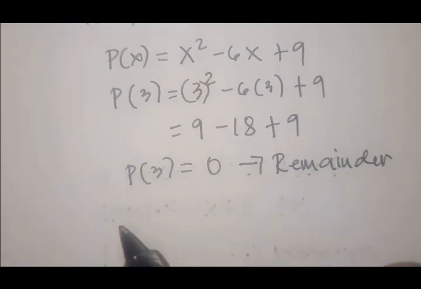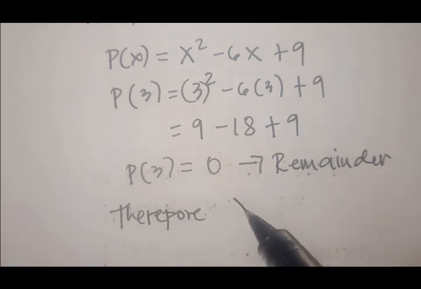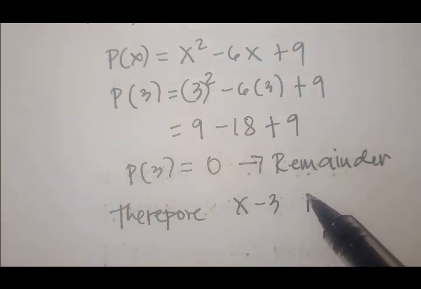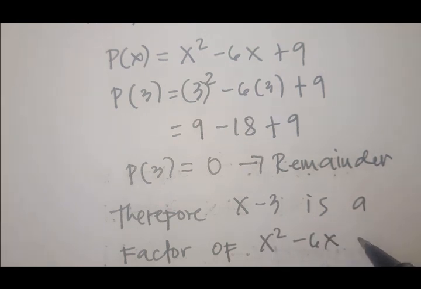So, therefore, x minus 3 is a factor of x squared minus 6x plus 9.